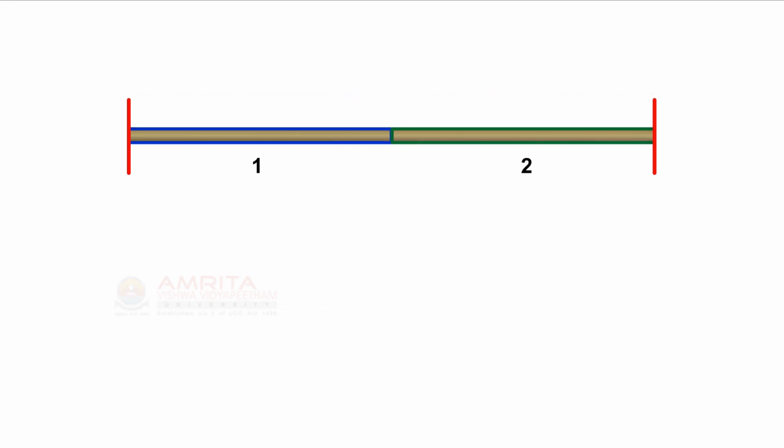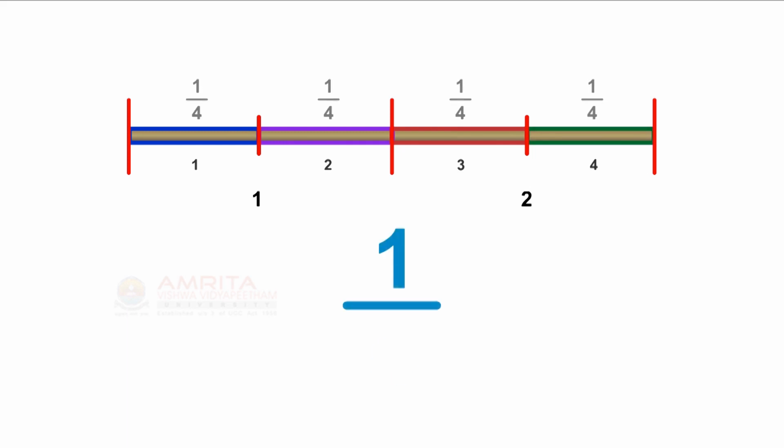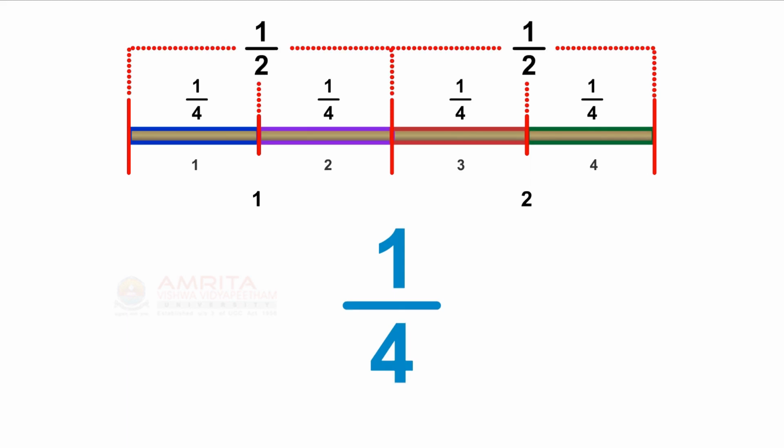Now let's divide each of the 2 parts further into half. As you can see, we get 4 equal parts of the rod. The fraction for each of the 4 equal parts will be written as 1 by 4. 1 by 4 is also called a quarter. So we can say that half of half is equal to 1 by 4.